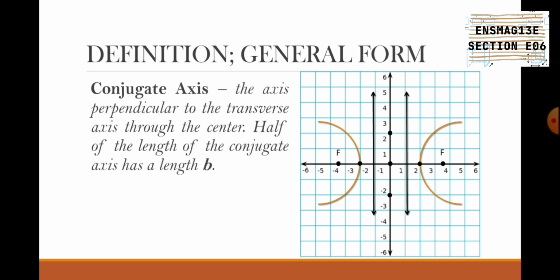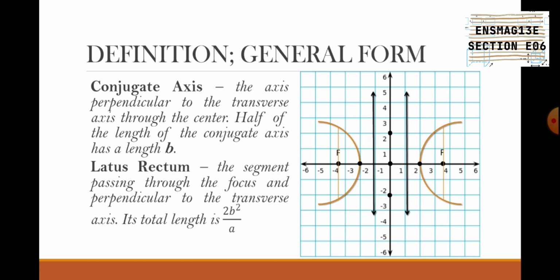Conjugate axis, the axis perpendicular to the transverse axis through the center. Half of the length of the conjugate axis has a length b, or in this figure, from the center going to the end of your conjugate axis is length b. Latus rectum, the segment passing through the focus and perpendicular to the transverse axis. Its total length is 2b squared over a. In our figure, these are your latera recta, with distance 2b squared over a.